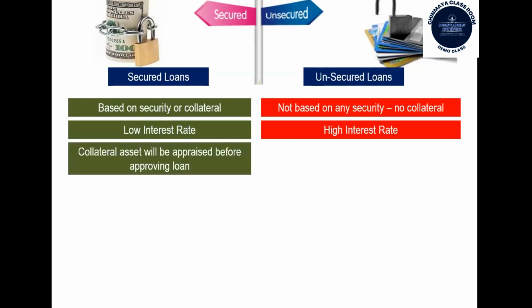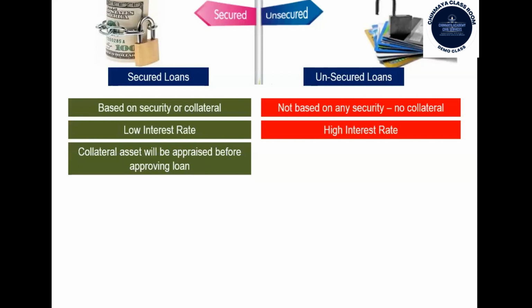The collateral asset will be appraised before approving the loan. So when the loan application comes and you are giving gold, will they immediately give money? No, they will take the gold, and there will be a person called a gold appraiser. He will check the purity of the gold and say, sir, we can give this much money. If it is land, there will be a land surveyor associated with the bank. He will go measure the land and give a report. Based on that only the bank will approve the loan.